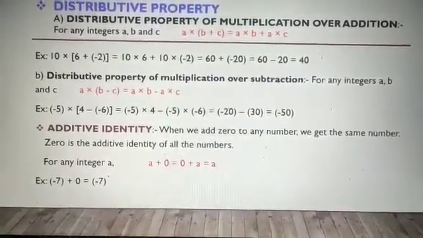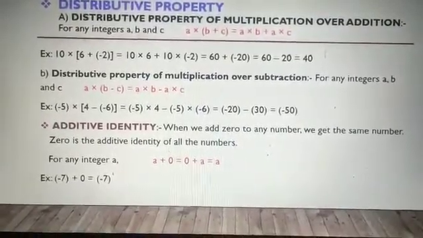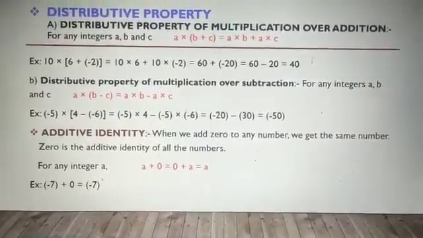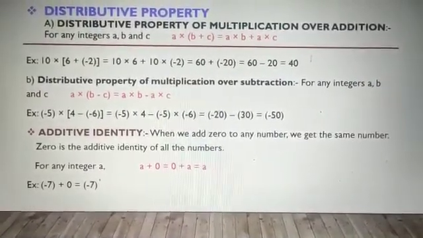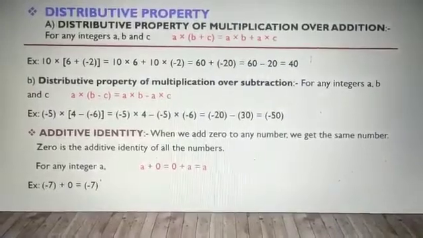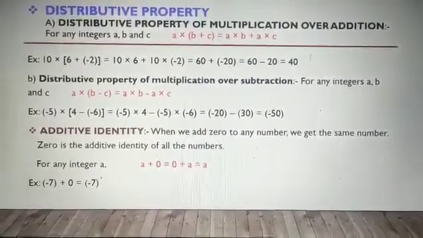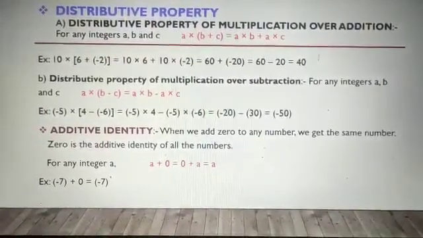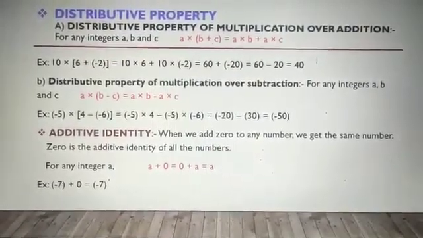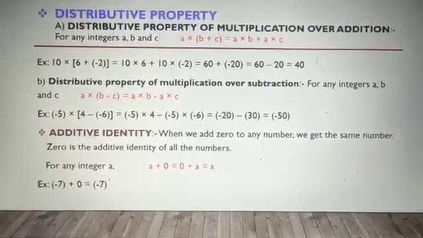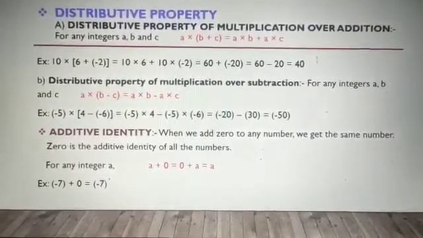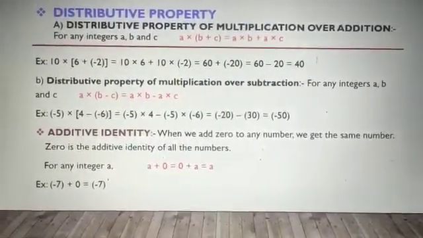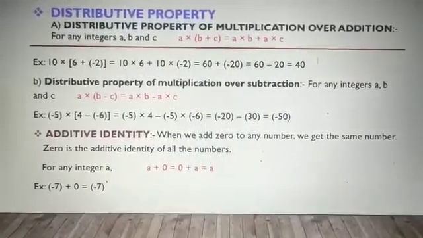Now our next topic is additive identity. Additive identity we have already covered in the previous video. That is, when we add 0 to any number, we get the same number. So 0 is called the additive identity. Why it is called the additive identity? Because we are adding 0 and we are getting the same number. That is, a plus 0 is equal to 0 plus a, which is equals to a. So 0 is called the additive identity.